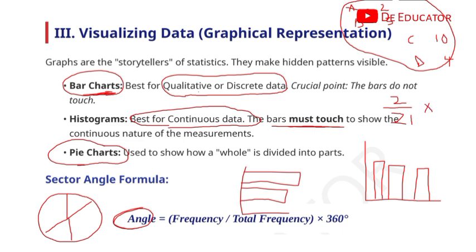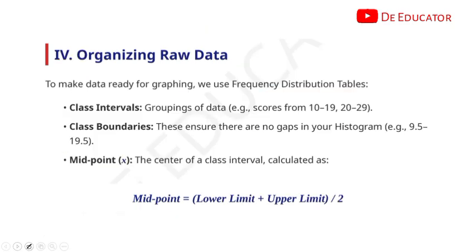Times 360. That's how we get the angle. But if they say get the percentage, it will be what? Times 100. Please take note of the difference. It is times 100. All right, so moving on, organizing raw data.